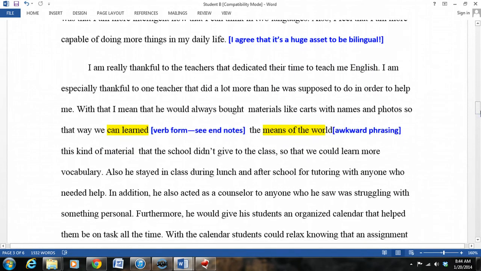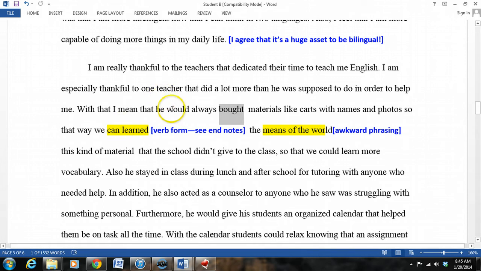Let's look at this one. We have a verb error here. With that, I mean that he would always brought materials, and I didn't even catch that one. This should be buy. He would always buy materials like carts with names and photos, so that way we can learn the means of the world. Awkward phrasing here, but this is a major verb error. We can learn the ways of the world. It's probably what the student meant to write.